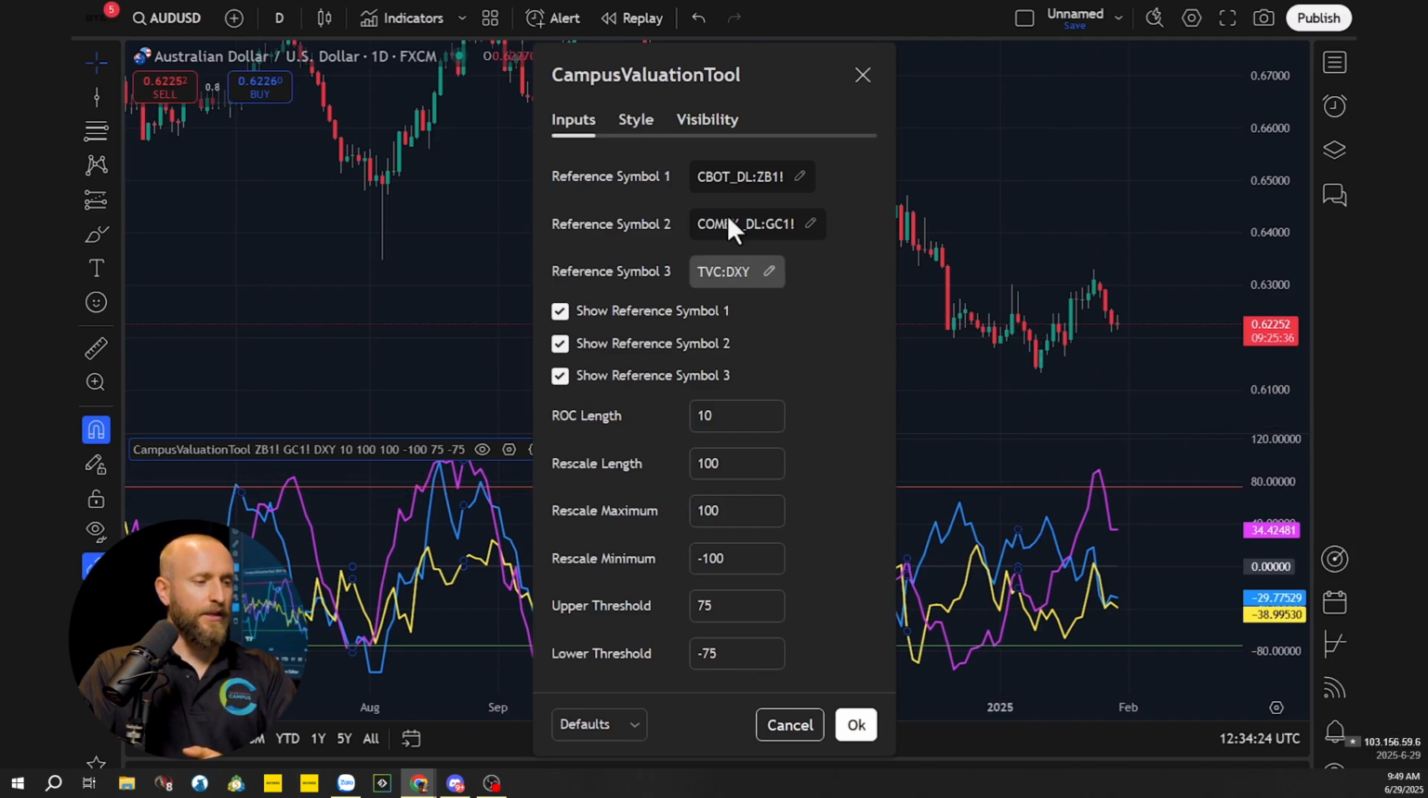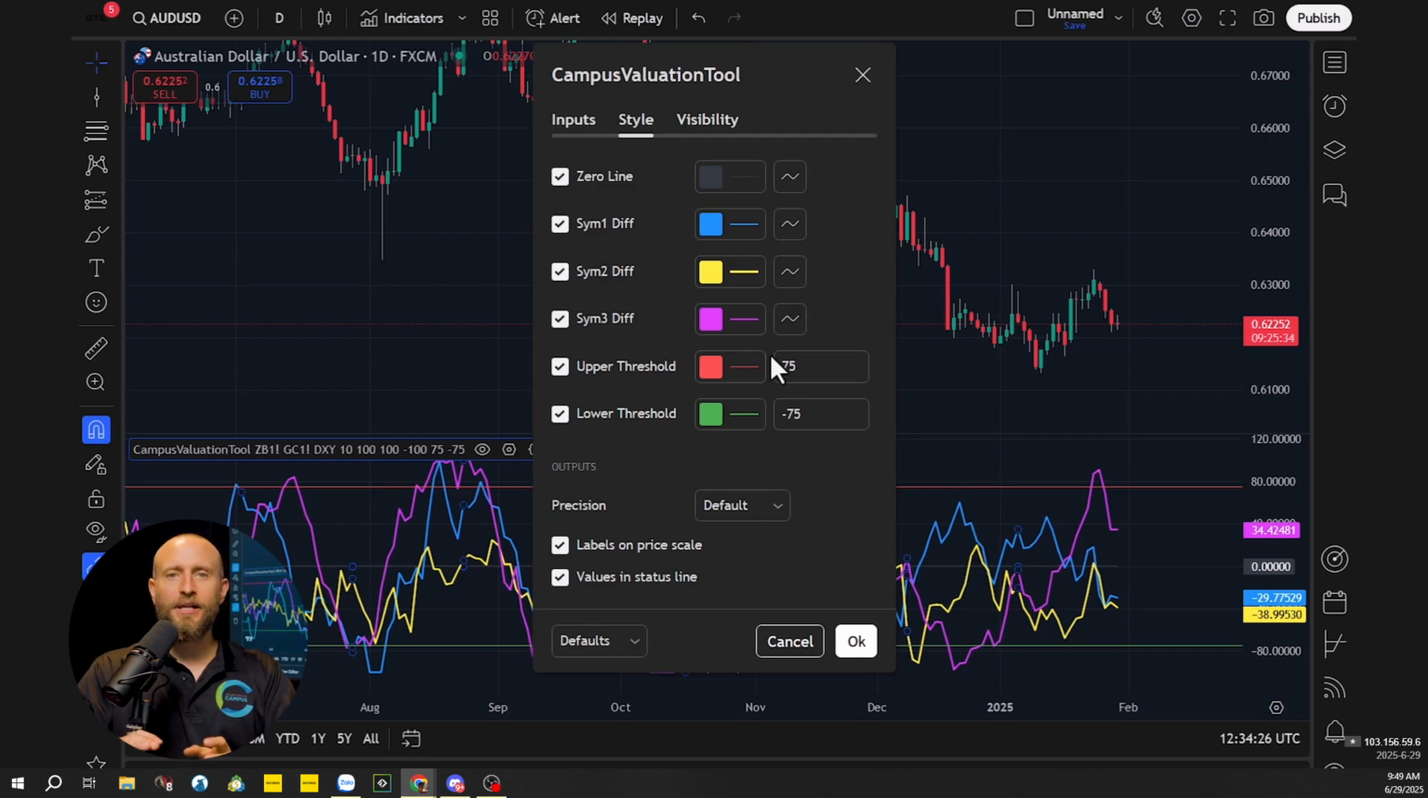Before I go over the rest of the settings, let's quickly go to Style so that you understand what the colors mean. Sim1 div here in the settings refers to the reference symbol number 1, our interest rates. And we use them in blue. You're free to use whatever color you want, but over at OTC and most of our mentors, they use blue. So if you leave it like this, it just makes your life probably a lot easier to follow along. Then we have symbol number 2, which is gold, which we colored in yellow. And third, we have symbol number 3, which is DXY, or in other terms, the dollar index, in pink.